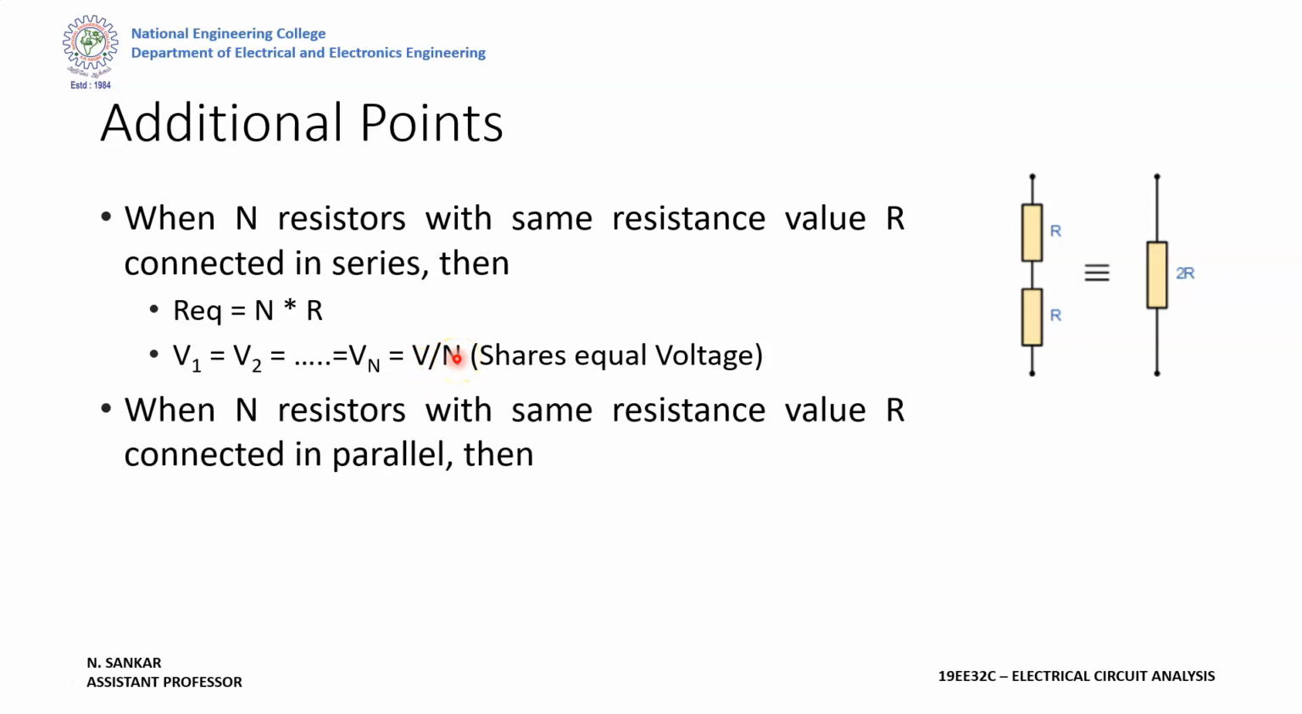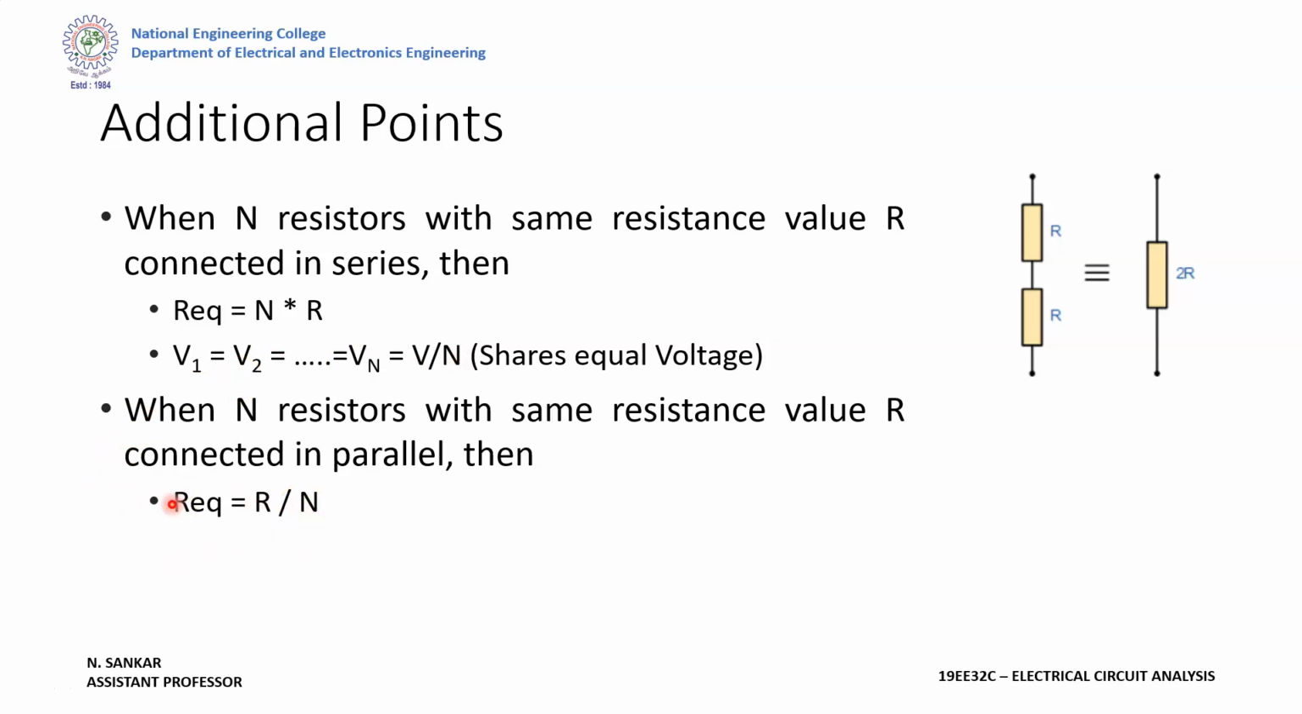Similarly for parallel connection, if there are n resistors connected in parallel, let us say 3 resistors of the same value R, 1 by R plus 1 by R plus 1 by R will be equal to 3 by R. That is 1 by R equivalent is equal to 3 by R, so R equivalent will be R by 3. Similarly for 5, it will be R by 5, for 10, R by 10. For n resistors, it will be equal to R by n. So if 5 resistors of value 10 ohm are connected in parallel, then the final answer will be 10 by 5, which will be equal to 2. Instead of going for a formula, just make use of this simple trick, that is R by n.